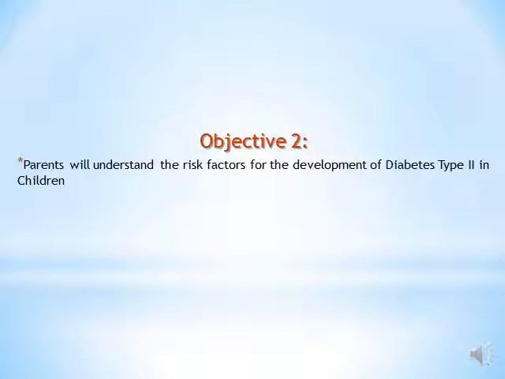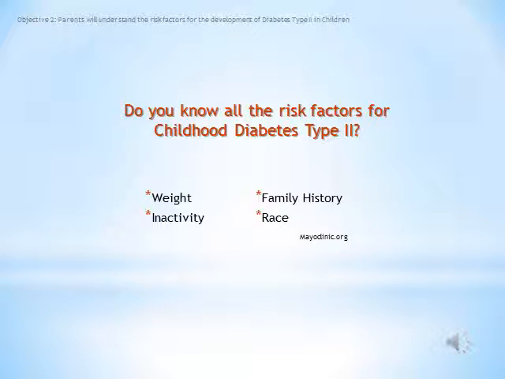Objective 2. Parents will understand the risk factors for the development of diabetes type 2 in children. Children share the same risk factors as adults for developing type 2 diabetes. According to MayoClinic.org, there are 4 certain risk factors. These include weight, inactivity, family history, and race.